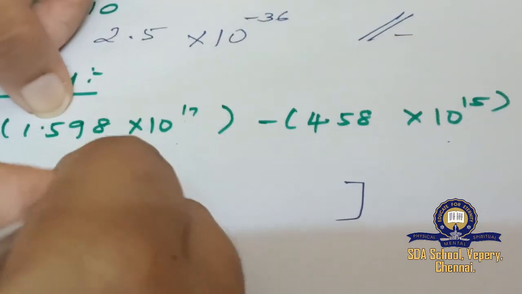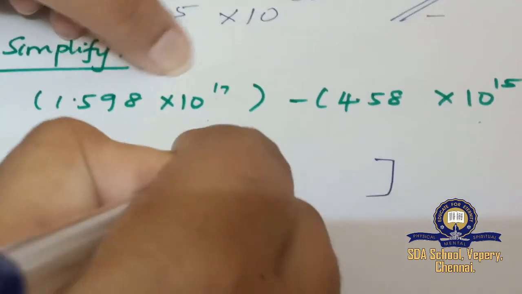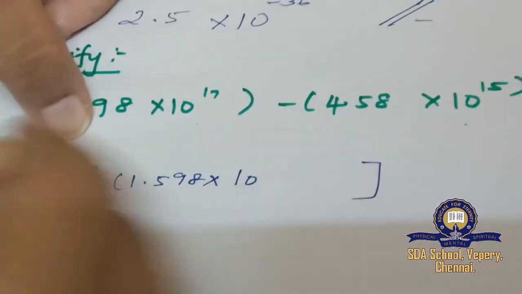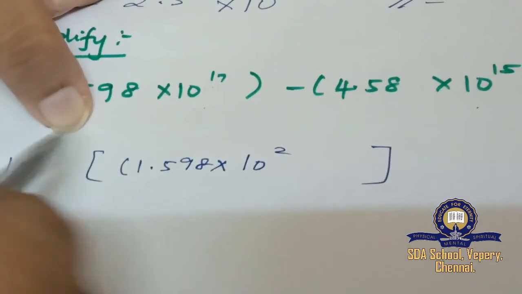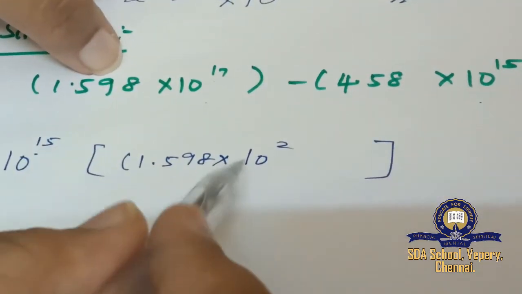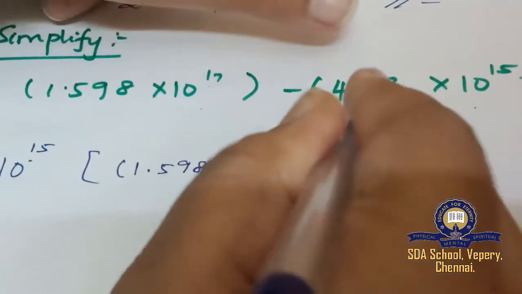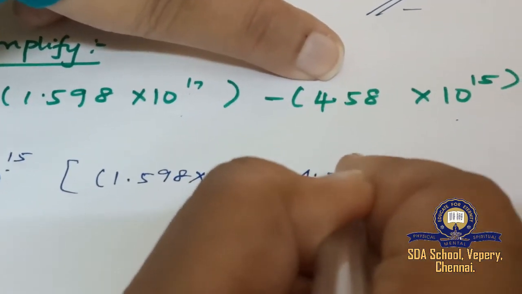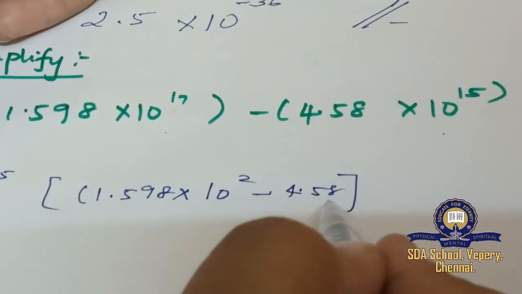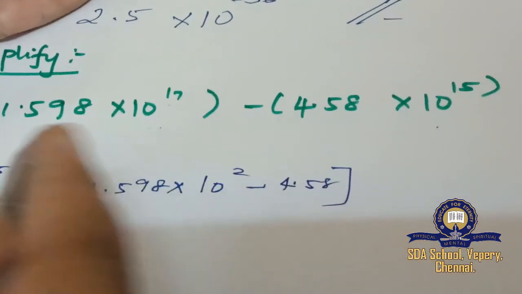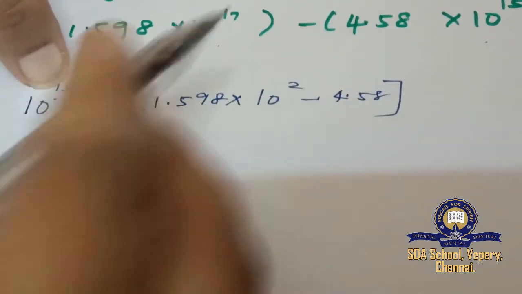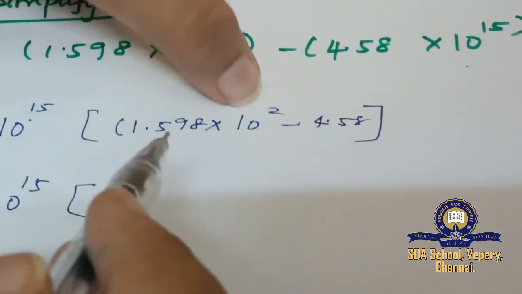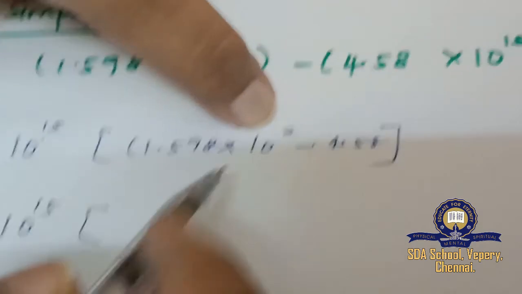Now if I take out 10 power 15, what will I be left with? 1.598 into 10 power what? Already 15 is gone, so 2 will remain, since 15 plus 2 gives 17. Minus 4.58 into 10 power 15 I have taken out, so only 4.58 will remain. Got it, students? Now what I can do is very easy. Write 10 power 15 as it is.